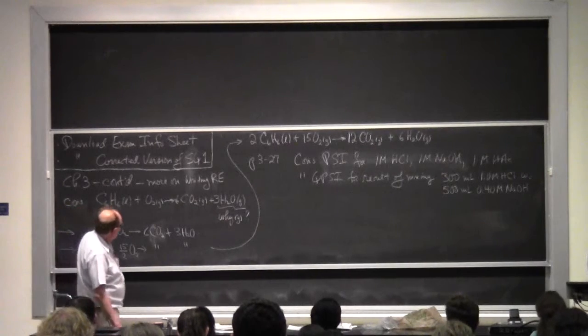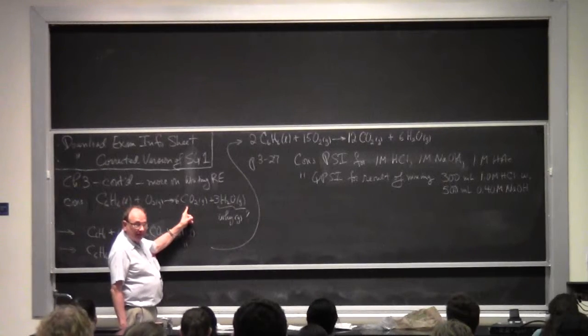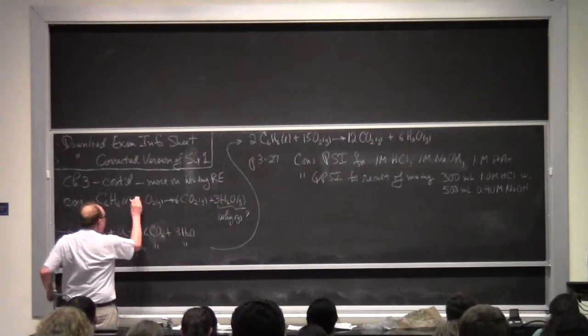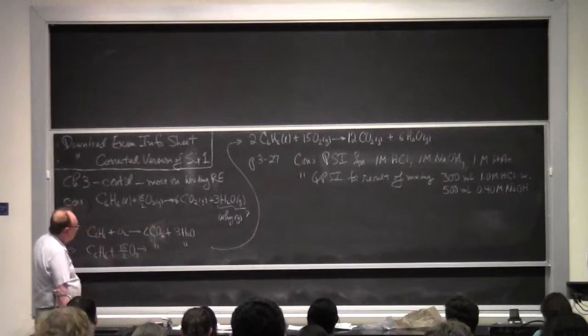Well, 12 oxygens plus 3 oxygens, 15 oxygens. So my multiplier here is 15 halves. And that's what I've written down here.